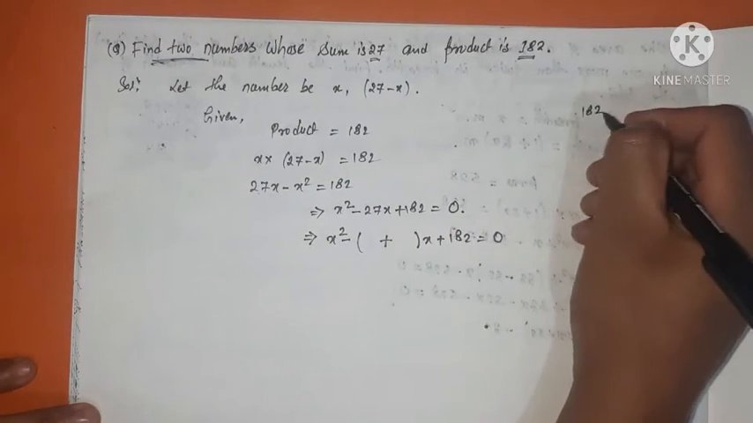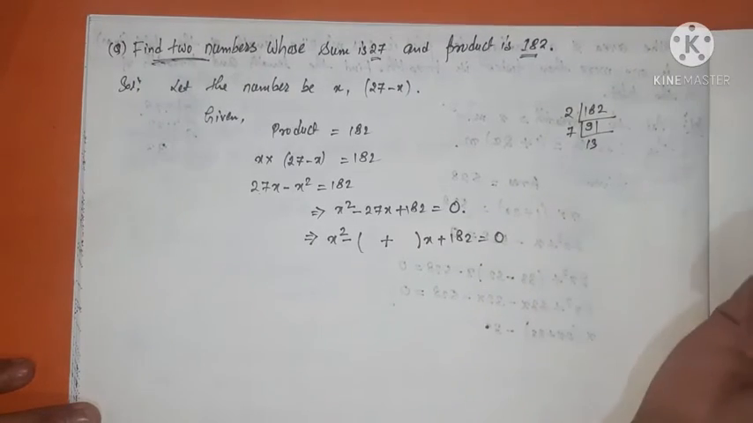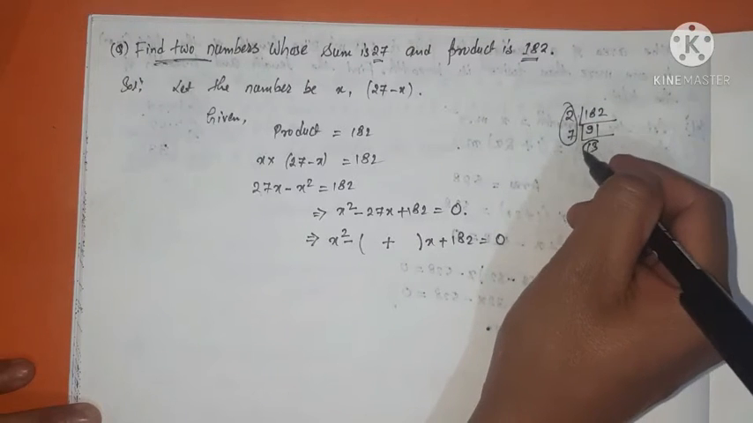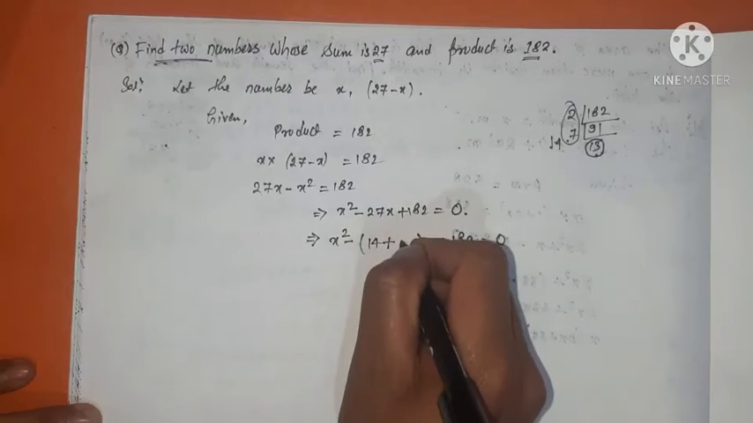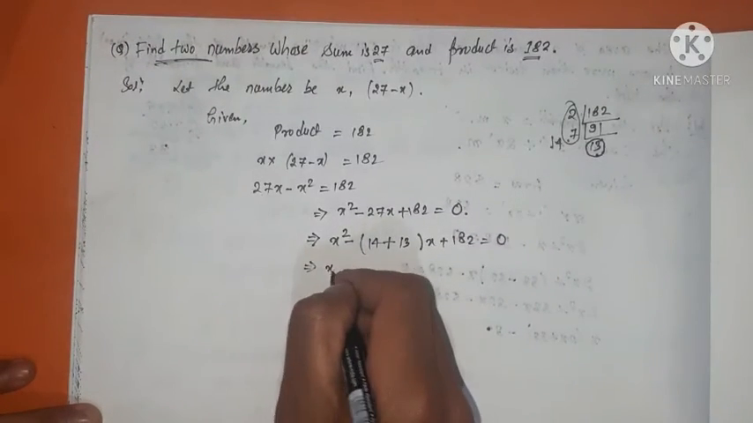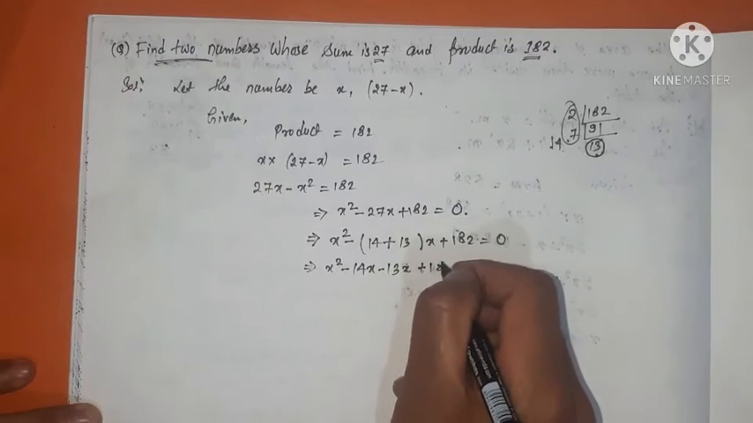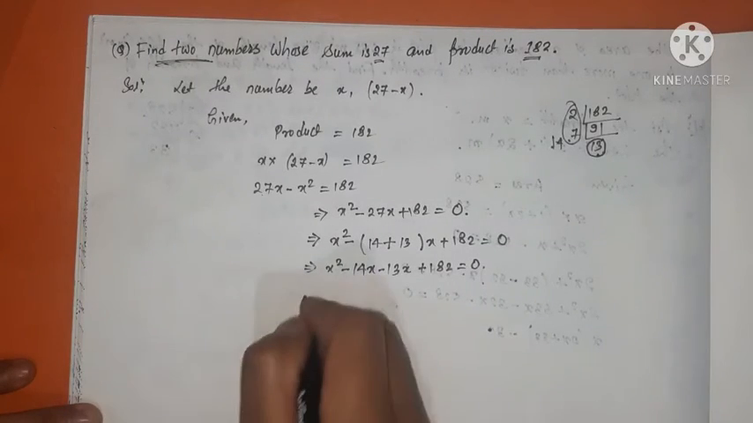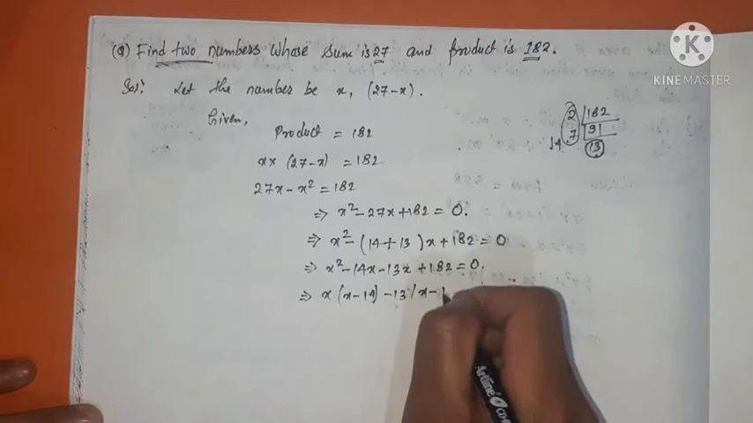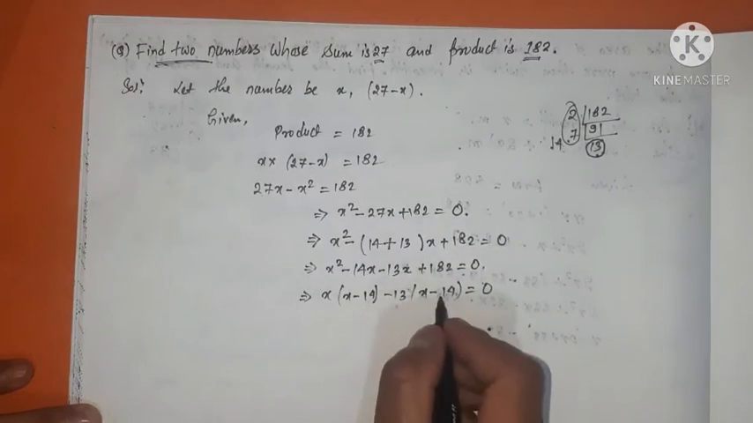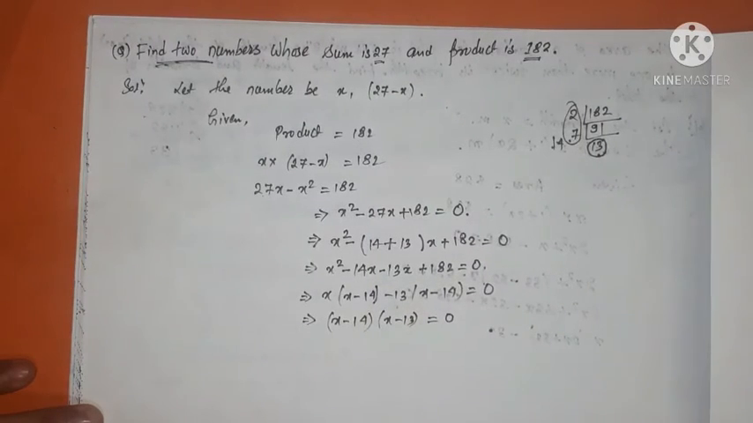Let us factorize 182. It is 2 into 91, and 91 is 7 into 13. So we got 2 into 7 is 14. Now 14 plus 13 is 27, and 14 into 13 is 182. So these are 14 and 13, right? So here we get x square minus 14x minus 13x plus 182 equals 0. Now this further gives, taking x common here, x minus 14, and taking minus 13 common, x minus 14, because 13 into 14 is 182 and minus minus is plus. This gives x minus 14 into x minus 13 is equal to 0.